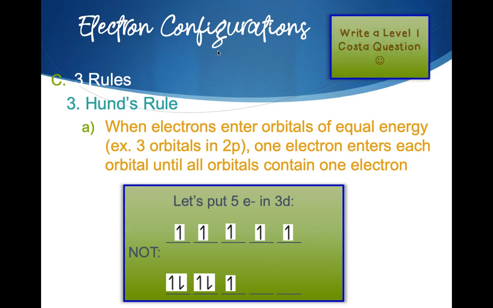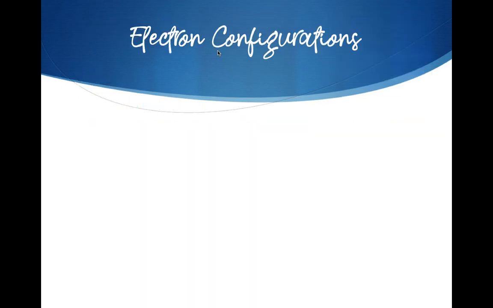So go ahead and do a level 1 Costa question. So it could be state Hund's rule would be a great level 1. So something just kind of straightforward from the notes. Go ahead and pause the video or come back to this later. All right, here we go.